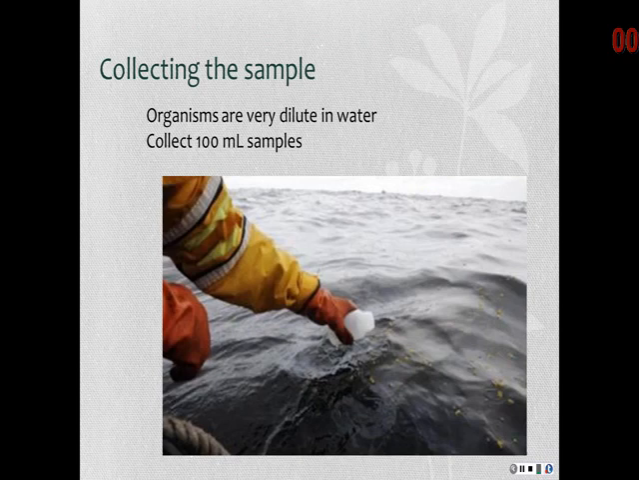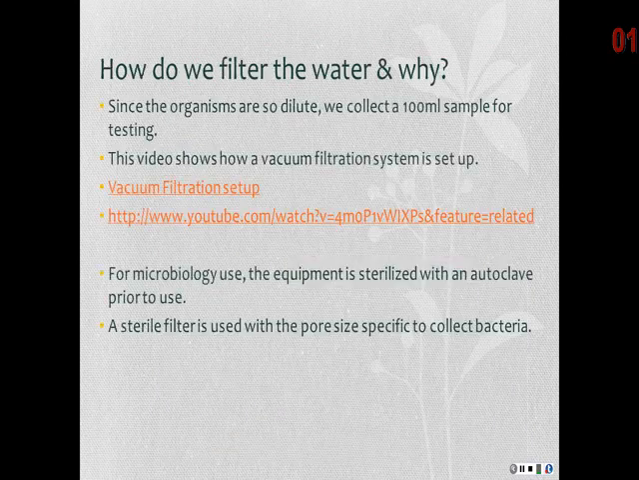So when we collect the sample, it's usually collected using a sterile bottle from the water, and in this case they're expecting quite heavy pollution, so the person is wearing gloves and a protective suit. Since the organisms are very dilute in the water, we need to collect at least 100 milliliters of the sample, and usually when you're out there you collect more than that, because 100 milliliters is really not very much. That way if something goes wrong, you've got more water as a backup.